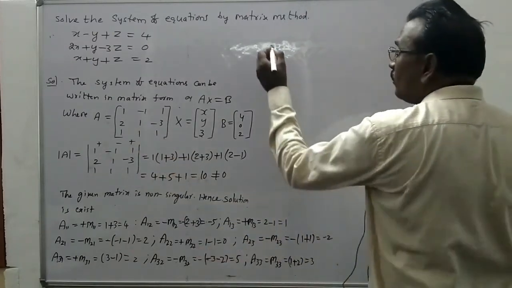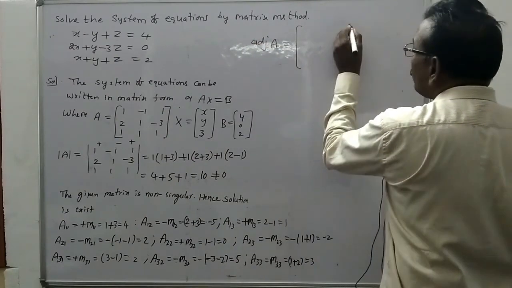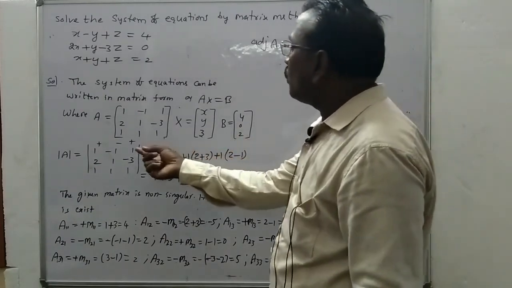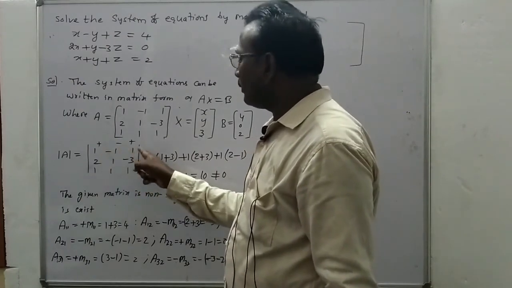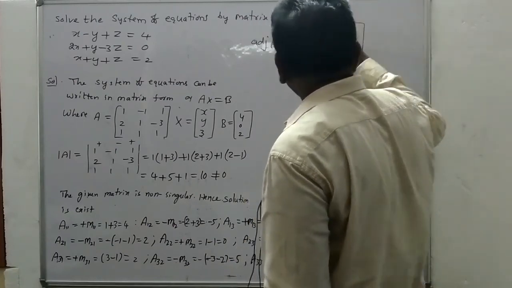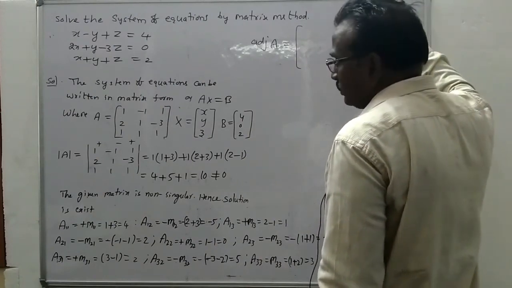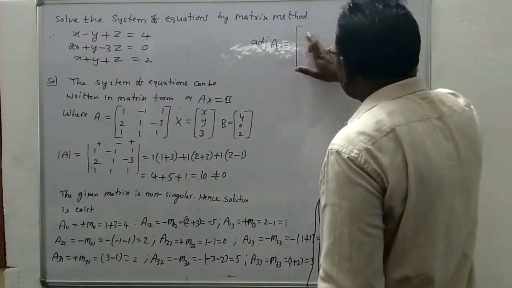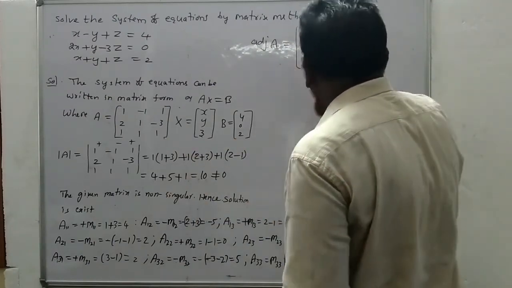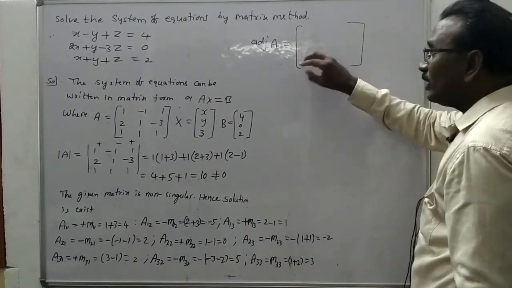Next, the adjoint of A is equal to the transpose of the cofactor matrix. What are the first row cofactors? Capital A11, capital A12, capital A13. If we write them in the first column, there is no need to transpose. If we write the first row cofactors in the first row, then definitely we take the transpose. Otherwise, write the first row cofactors in the first column, the second row cofactors in the second column, the third row cofactors in the third column. No need to take the transpose of this matrix. Directly we can take it as adjoint A.